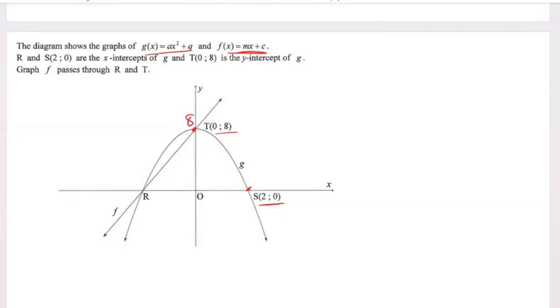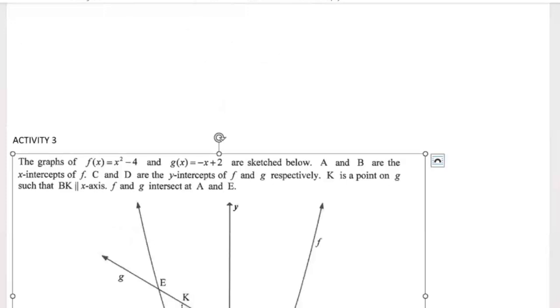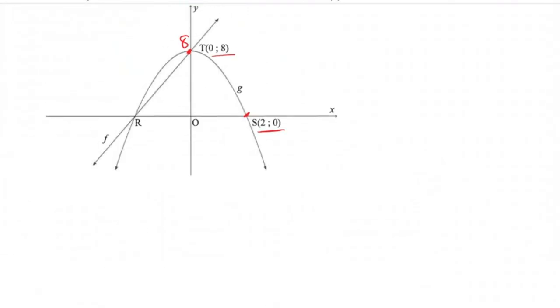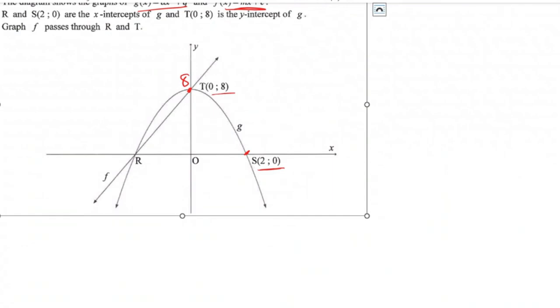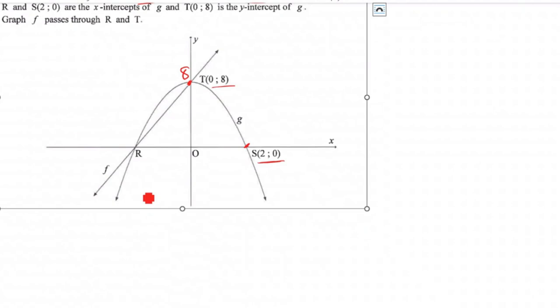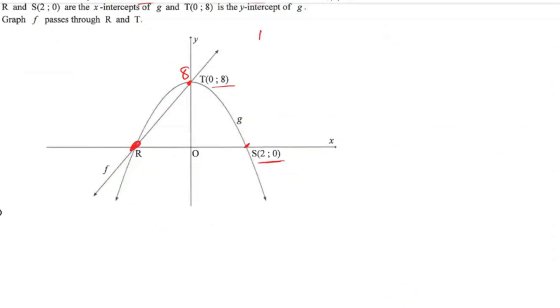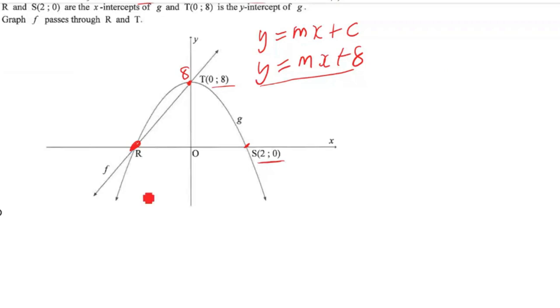We can find maybe a question can say, what is the equation of your linear equation? We can find this equation. You've got your x-intercept, but now you don't have this one. So you'll be stuck here if you are starting with y is equal to mx plus c. So now the only information that you have here is y equals mx plus 8. Okay, so that's the only information that you have. You don't know this one because you don't know the value of your x here.